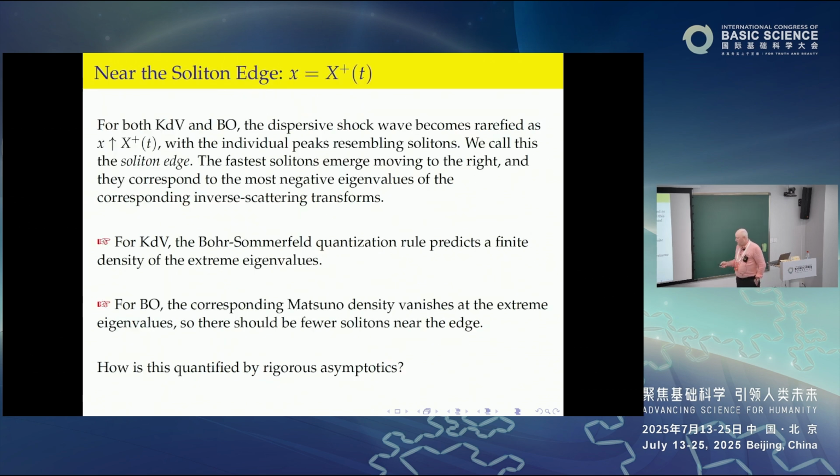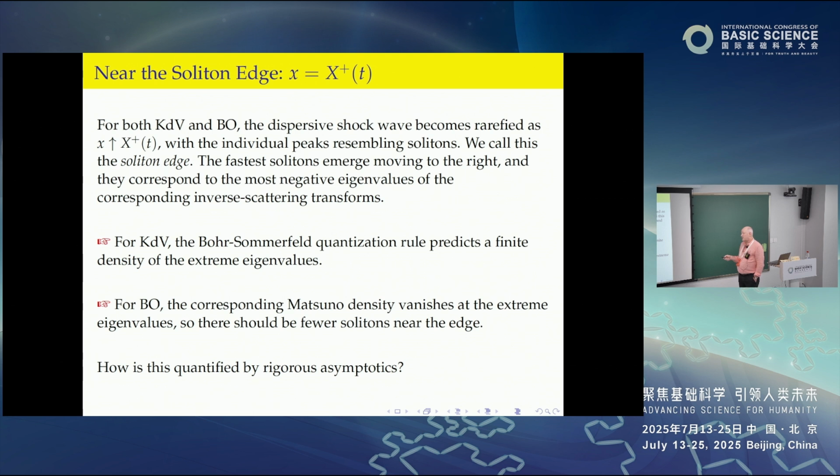Okay. So then there's the other side of the picture, the other side of the shock wave. That's called the soliton edge. What's happening there is that in both cases, the wavelength is going to infinity for this oscillation. In other words, you're getting isolated peaks as opposed to a periodic traveling wave in the limit, as x goes up to x plus. So those peaks are called the solitons of the PDE, and so we call it the soliton edge.